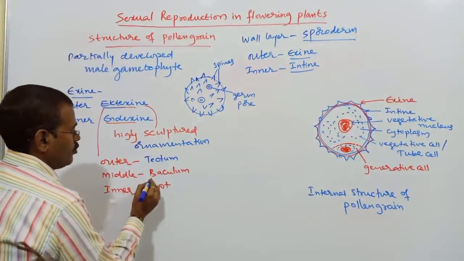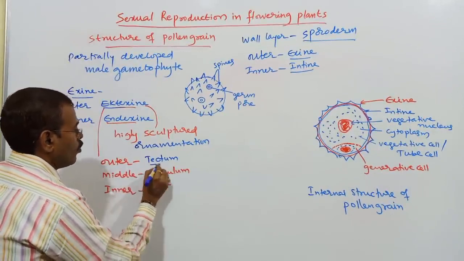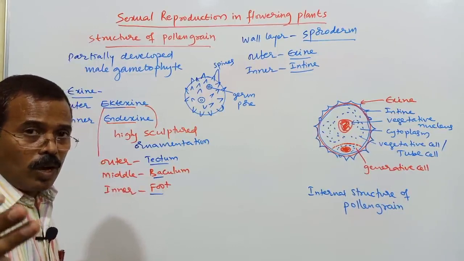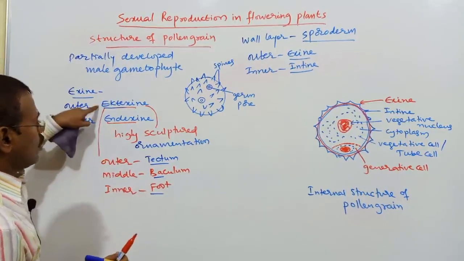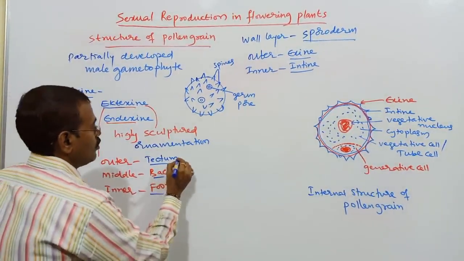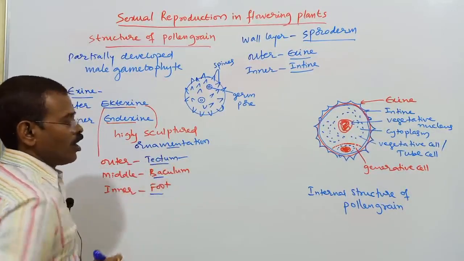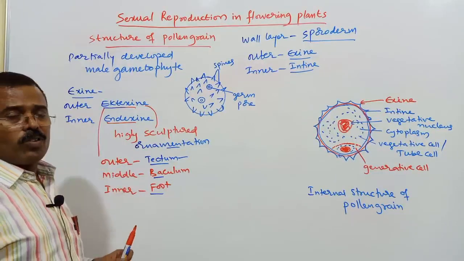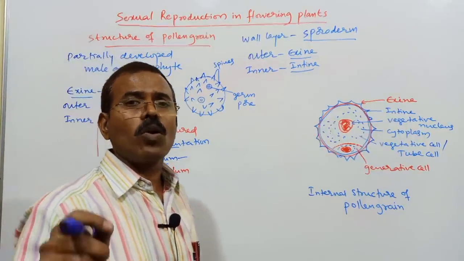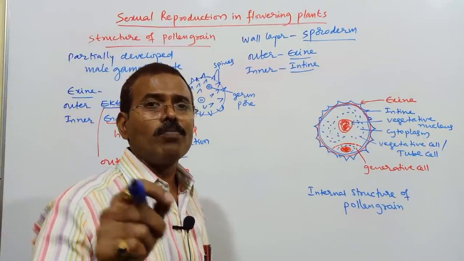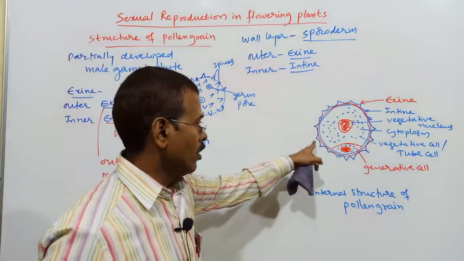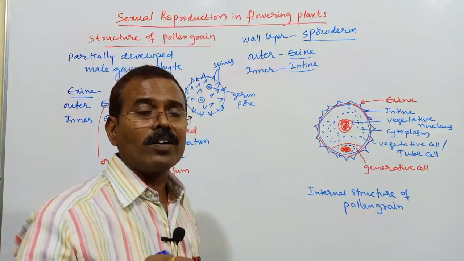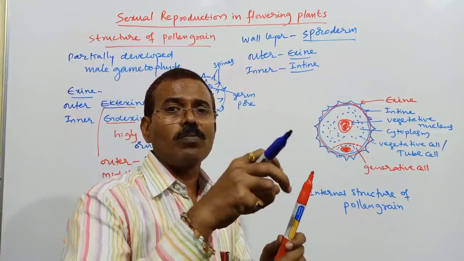Outer tectum, middle baculum, inner foot layer. These are the three different layers of ectexine. This tectum has different types of ornamentation or highly sculptured work, remember. Based on the ornamentation or artistic pattern or design present on the exine layer, you can see spiny margins here, right? So based on the artistic pattern, the pollen grain of different plant species can be assigned.